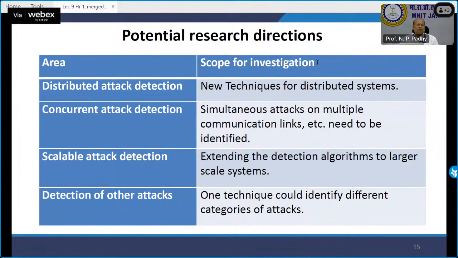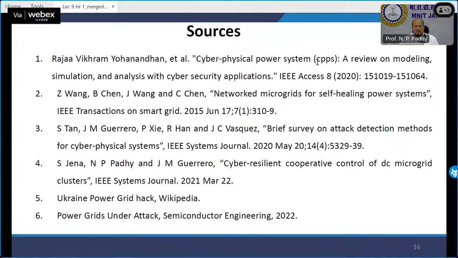In this course, we are not teaching what a cyber physical system is, nor attack detection, but I will certainly give you some references. Please read them. We have applied these to many AC/DC microgrids. These are most of the references. The fourth one I strongly recommend: IEEE Systems Journal, Satabdi Jana with N. P. Padhy, Cyber Resilient Cooperative Control for DC Microgrid Clusters.